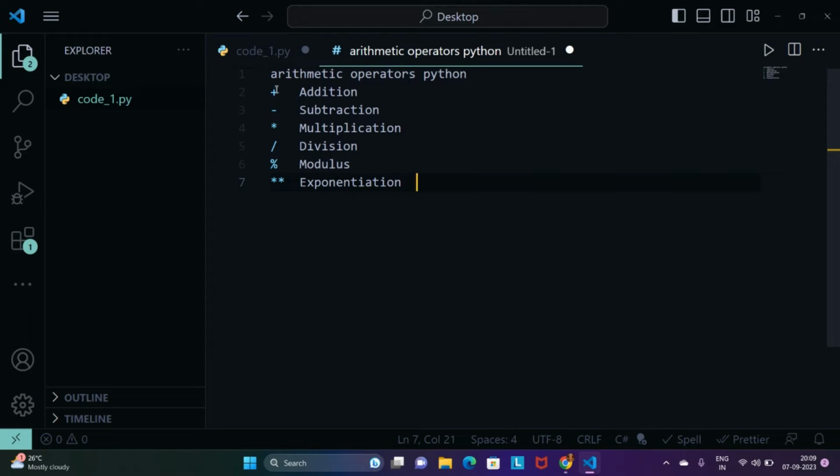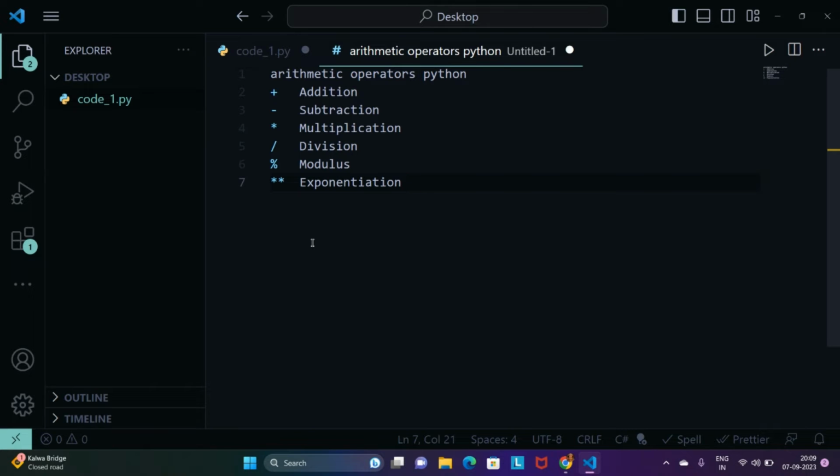So these are the operators listed over here and the work done by them, and it is very easy to understand. The plus operator is used for addition, the minus operator is used for subtraction, the asterisk operator is used for multiplication, the oblique operator is used for division, the percentage operator is used for modulus, and the double asterisk is used for exponentiation.